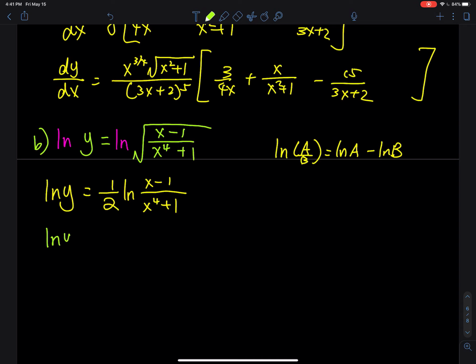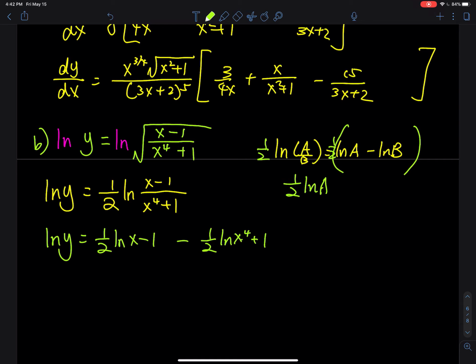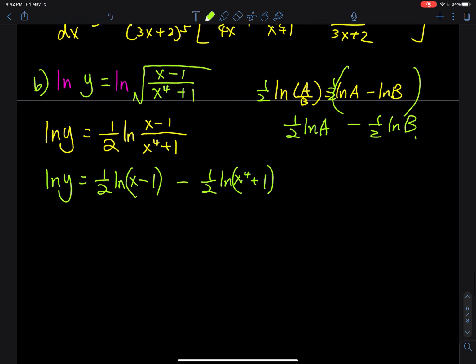So ln y is equal to 1/2 ln x minus 1, and then plus, no, not plus, minus 1/2 ln x to the 4 plus 1. Because if you put 1/2 right here, then you have 1/2 raised to the whole thing, right? Then you have ln a minus 1/2 ln b. You have to distribute the 1/2. All right, can we still simplify any further? The answer is no. ln 1 minus another term, ln 1 plus another term cannot be simplified. So that's all we can do.